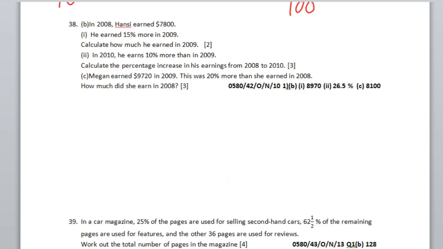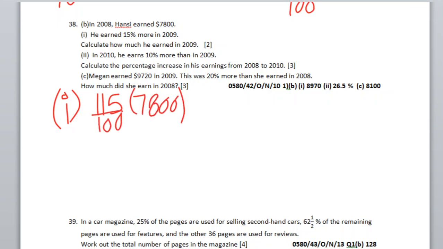Question number 38, part 1. In 2008, Hansi earned $7,800. He earned 15% more in 2009. Calculate how much he earned in 2009. For part 1, we'll simply increase 7,800 by 15%. That means we have to find 115% of 7,800, which gives us 8,970.